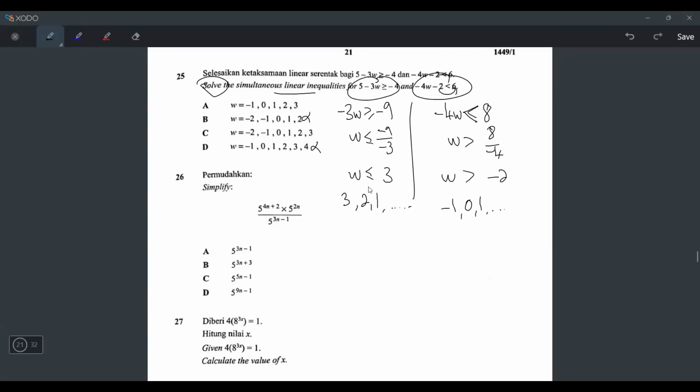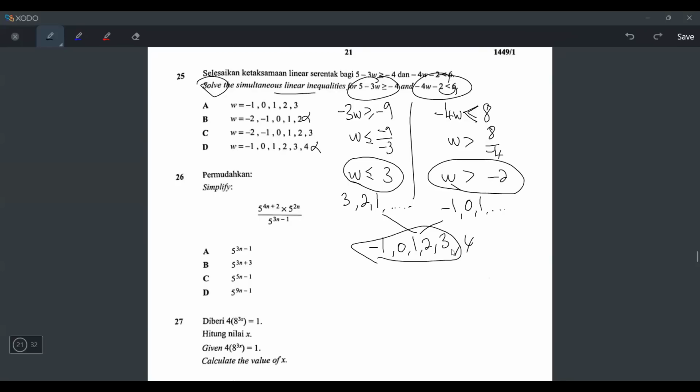So now I will combine the results from these two. So W has to be smaller or equal to 3, but at the same time bigger than negative 2. It means the smallest value of W is negative 1. The possible values are negative 1, and then 0, 1, it will keep going up, 2, and then 3, and then stop there already. This is the answer.